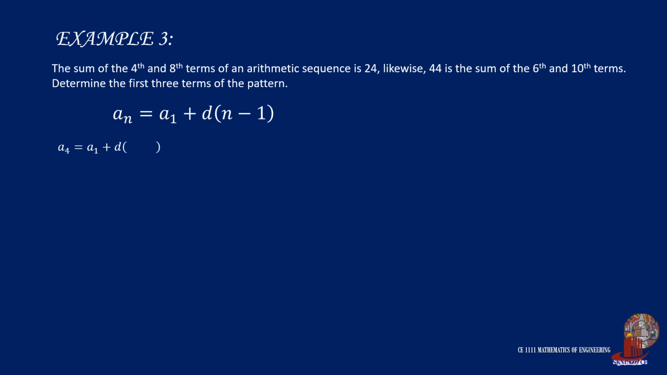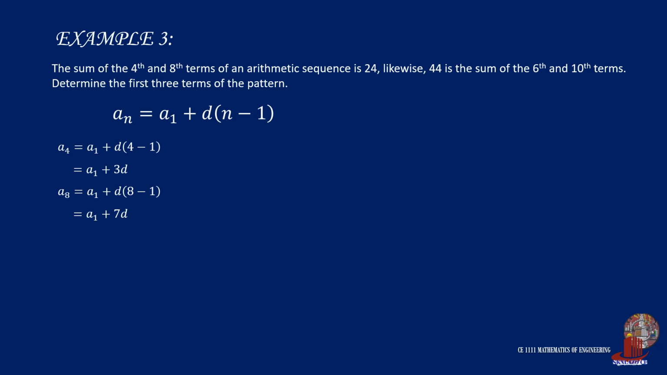First, we convert a sub 4 to a sub 1 plus d multiplied by 4 less 1, or that is a sub 1 plus 3d. Do the same with a sub 8, which is equated to a sub 1 plus d times the quantity of 8 minus 1, simplified as a sub 1 plus 7d.